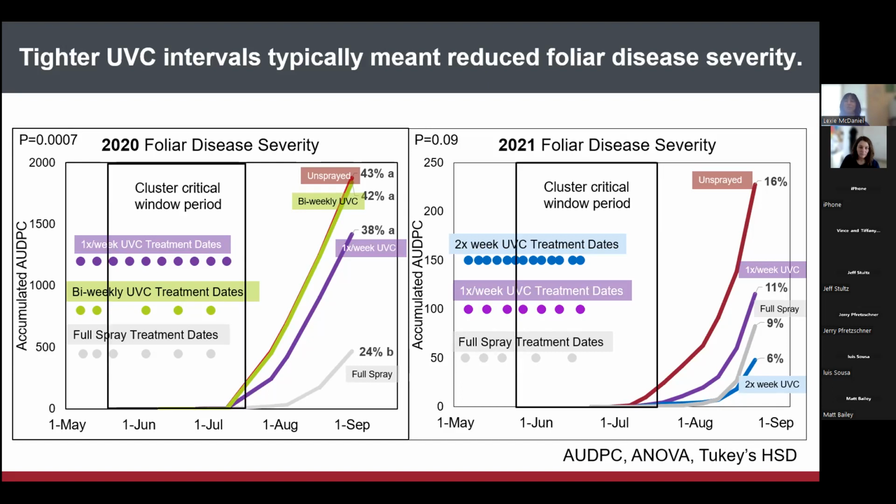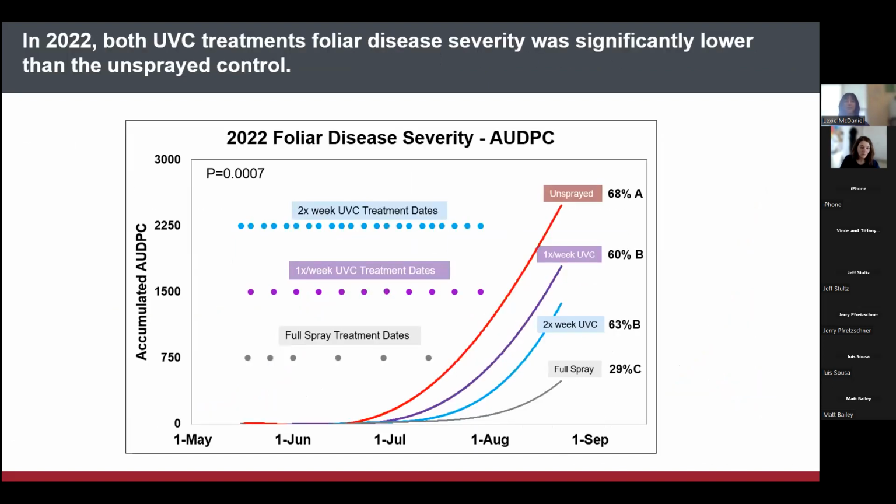And then this leads me to 2022, where we had really high disease pressure here. Notice that y-axis goes up to 3,000.